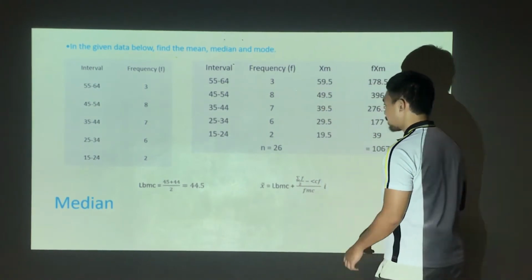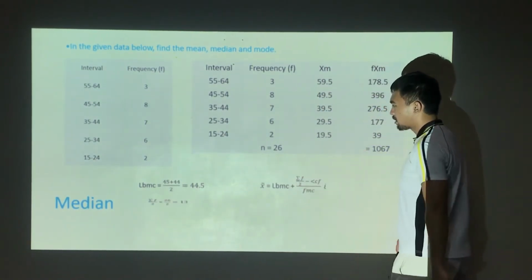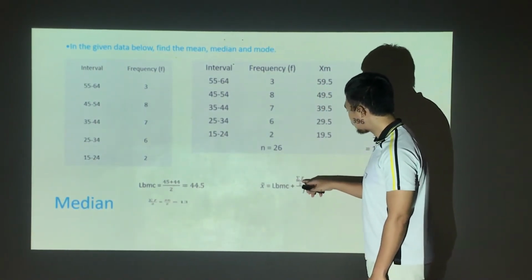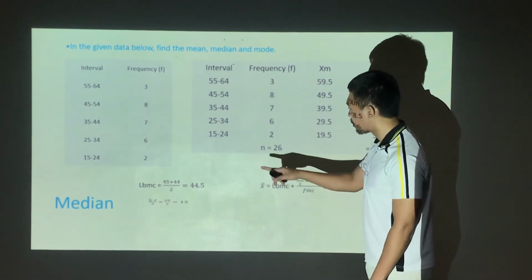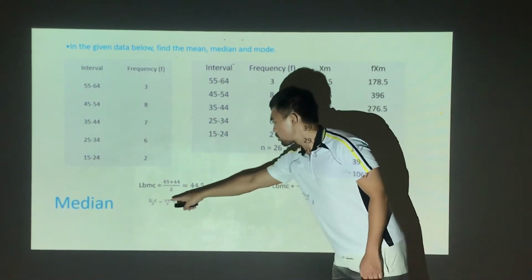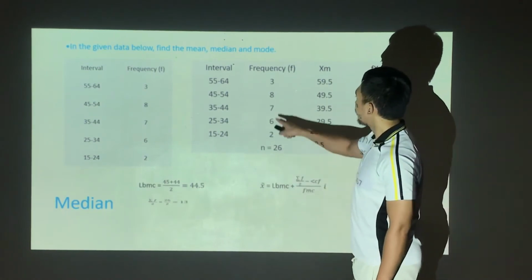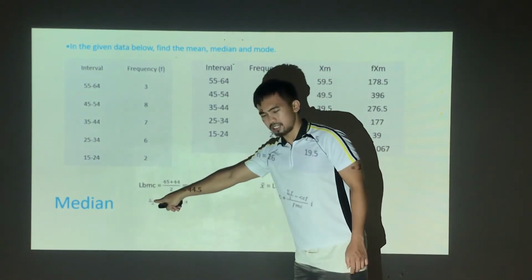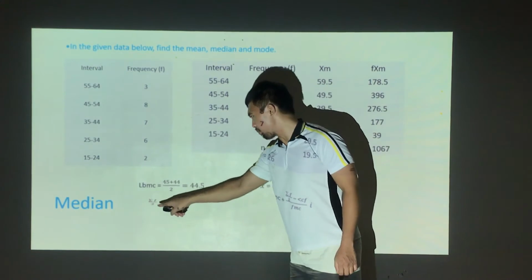Next, we will be solving for the total sum of our frequency over 2. How do we solve for that? Since it says here the summation, or the total sum of our frequency.